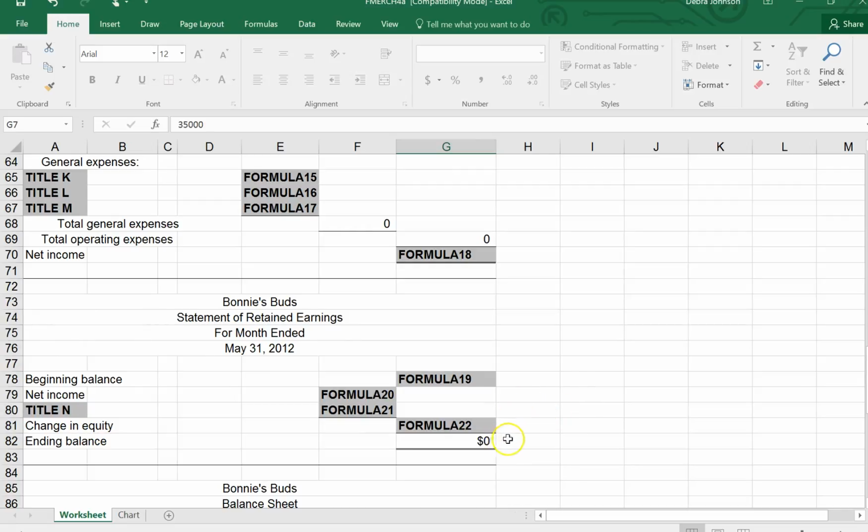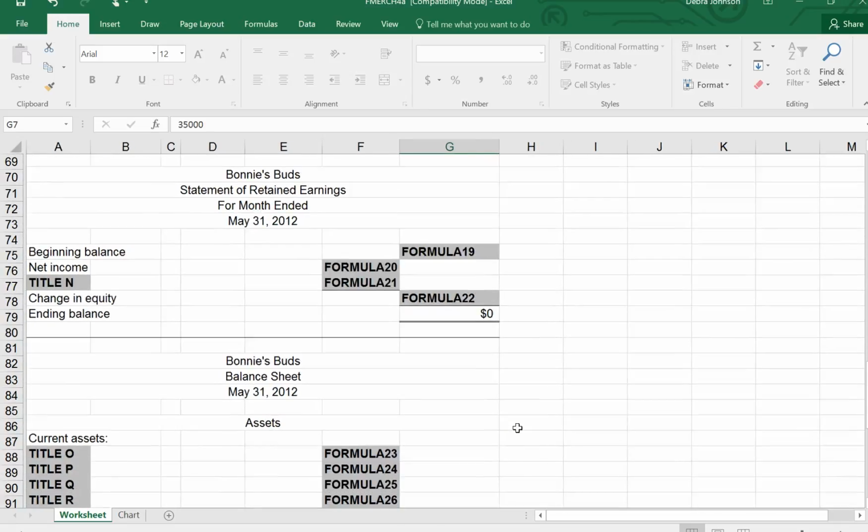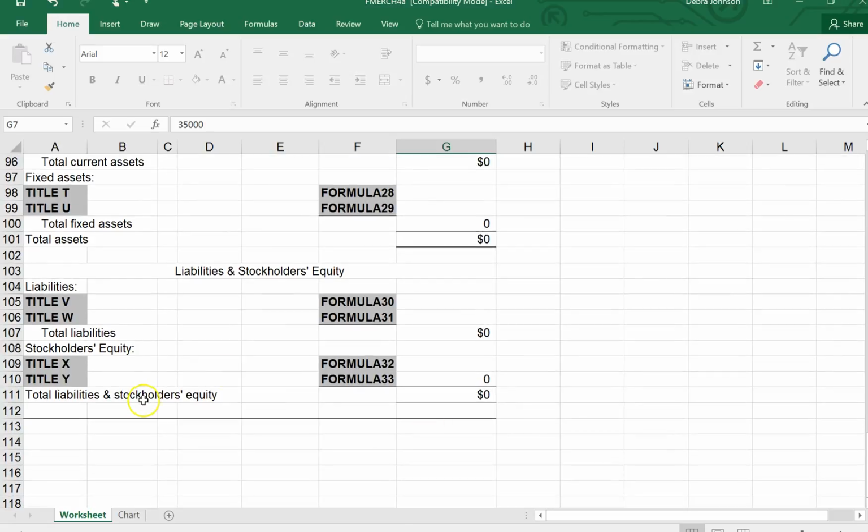The ending retained earnings balance will be transferred from the statement of retained earnings down to the balance sheet. In fact, another change between a sole proprietorship and a corporation is the equity section of the balance sheet. You're going to see two accounts here. Common stock is title X, and retained earnings is title Y. Again, we'll start filling these out together in just a moment. So let's get started with that background information in mind.